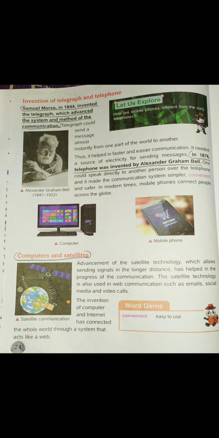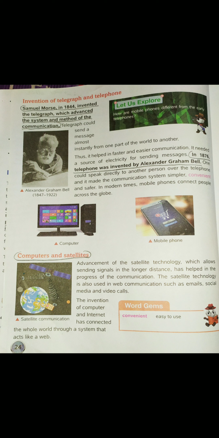Invention of the telegraph and telephone. In modern days we use telephones, but before the telephone, we used telegraphs. Samuel Morse in 1844 invented the telegraph, which advanced the system and method of communication. You can say it is better than the pigeon post system. The telegraph could send a message almost instantly from one part of the world to another.